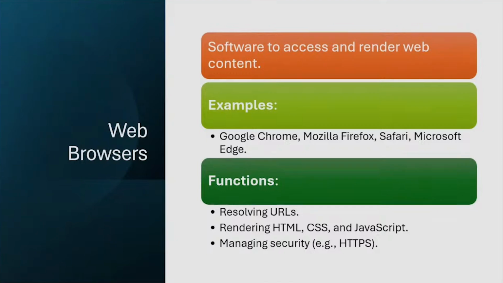Okay, so the browser will resolve the URLs. Whatever URL we mention will be converted into a number, an IP address, and based on the IP address, it will request that particular server. After that, whenever the resource comes in the form of hypertext, that hypertext is rendered through HTML, CSS, and JavaScript, and the web page will be displayed on the browser. Managing security we already discussed: we use the HTTPS protocol.